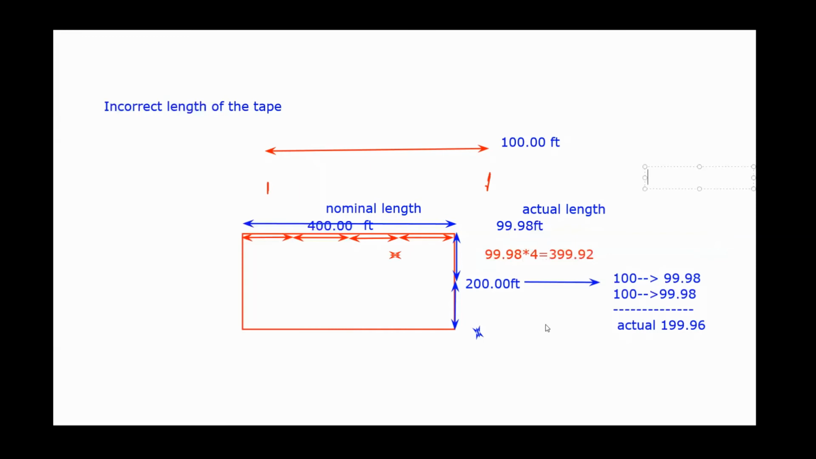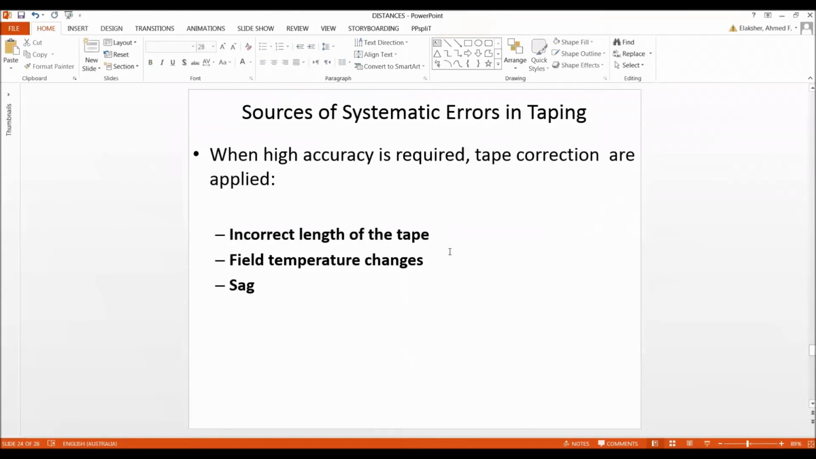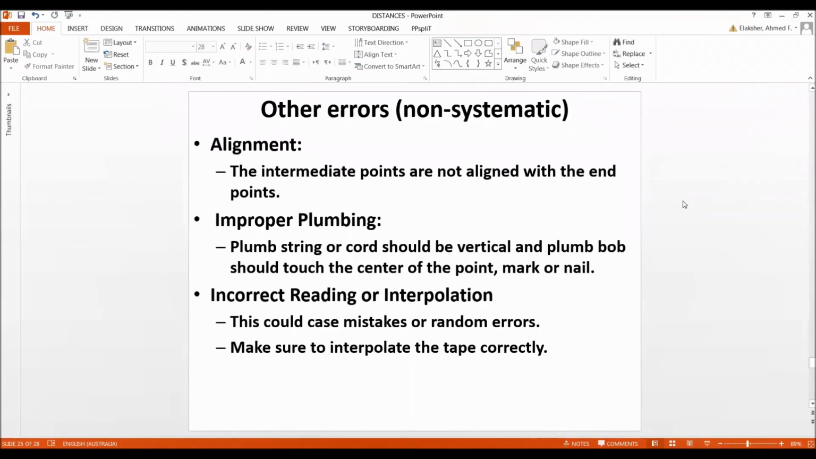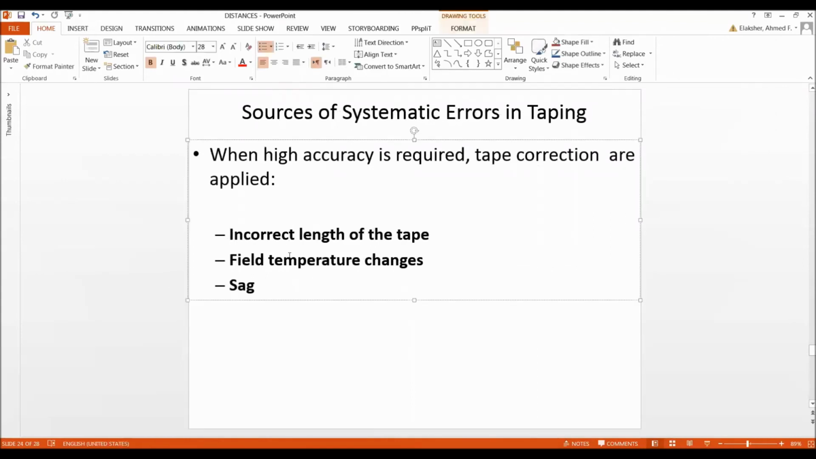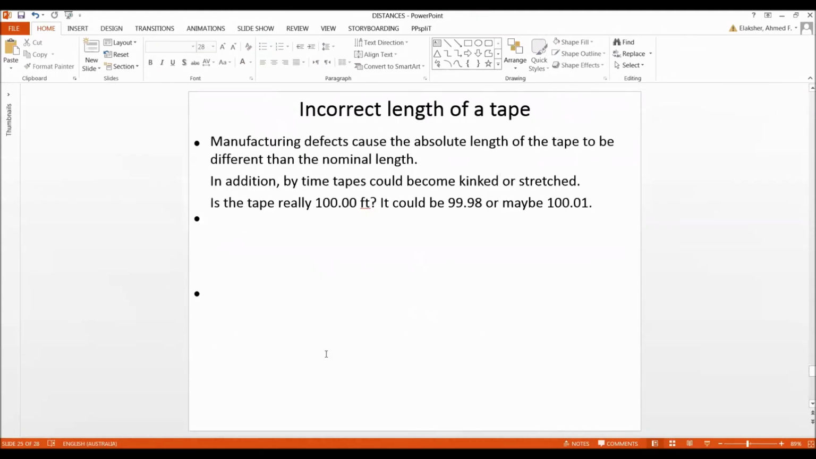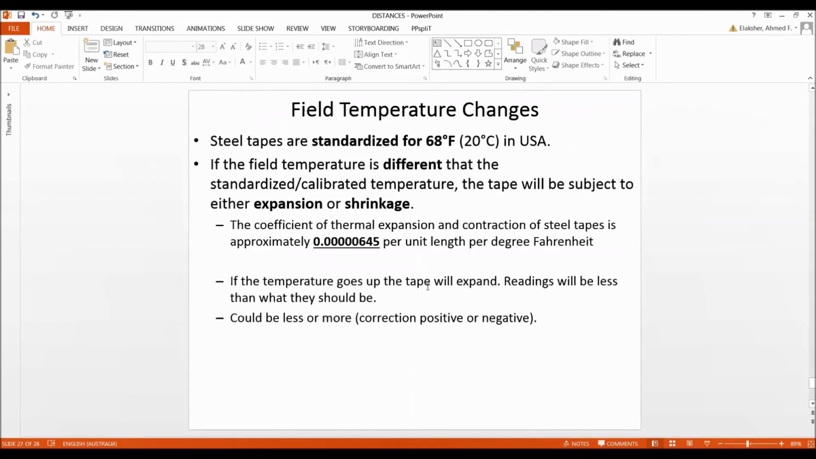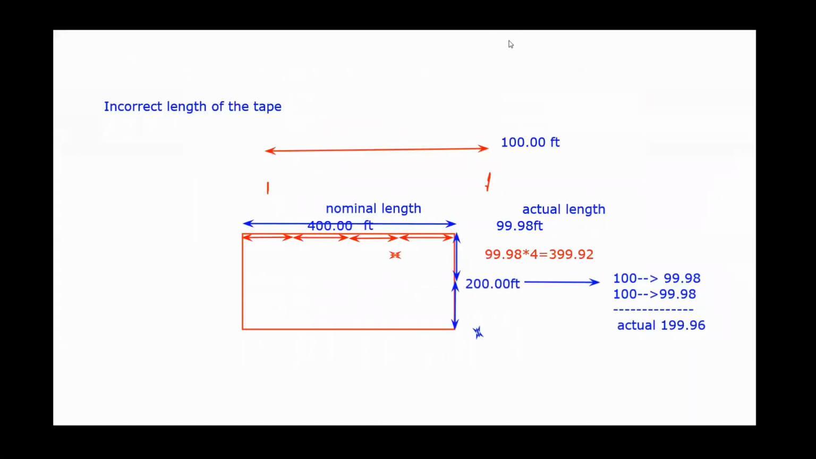Okay, back here. So that's the first one, the incorrect length. Now we go to the field temperature. You'll find it here. Is that tape really 100 foot? Okay, field temperature. These tapes, when they sell them to us, they tell us this.